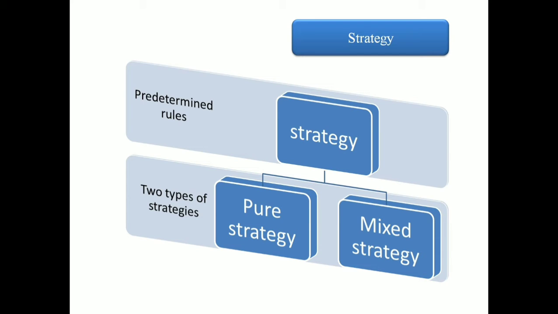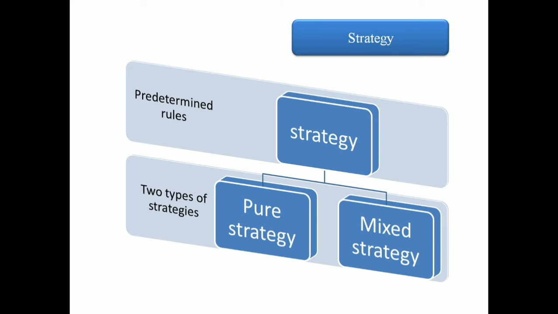So what is a strategy? In case of a game, there will be predetermined rules. There are some type of rule and regulation for conducting the game. That is called the strategy. So how to do a particular game, how to do a particular cricket match.